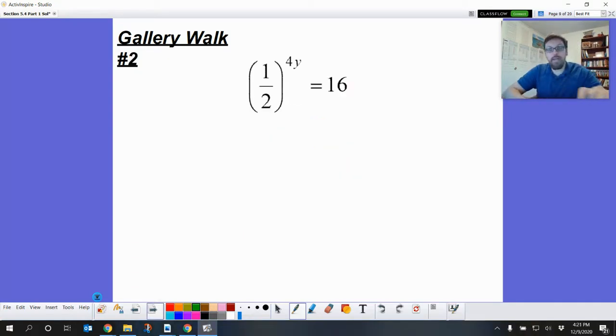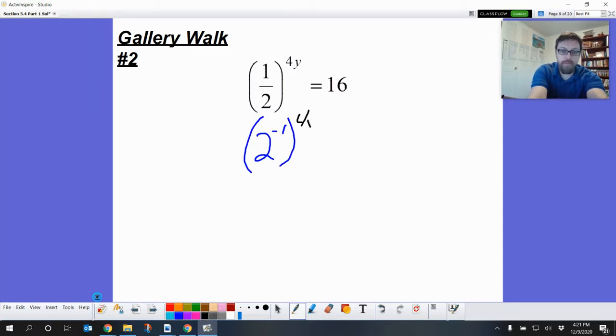So again, I first want to think about, can I get these bases equal? In fact, I actually can in this one. It might not look like it right away, but I can. It's going to take a little while, but I can get them to be the same. I'm going to start with that 1/2. I don't like that it's a fraction, so I'm going to turn it into a negative exponent. So I'll make this a 2 to the negative 1. Still got my parentheses, still got my 4y.